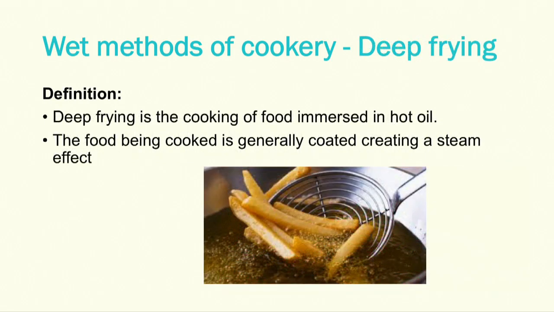Stewing will tenderise tough cuts of meat for us. Deep frying, immersing food in hot oil. The food being cooked is generally coated, creating a steam effect. So we submerge it, example would be chips or french fries, usually at 180 degrees.